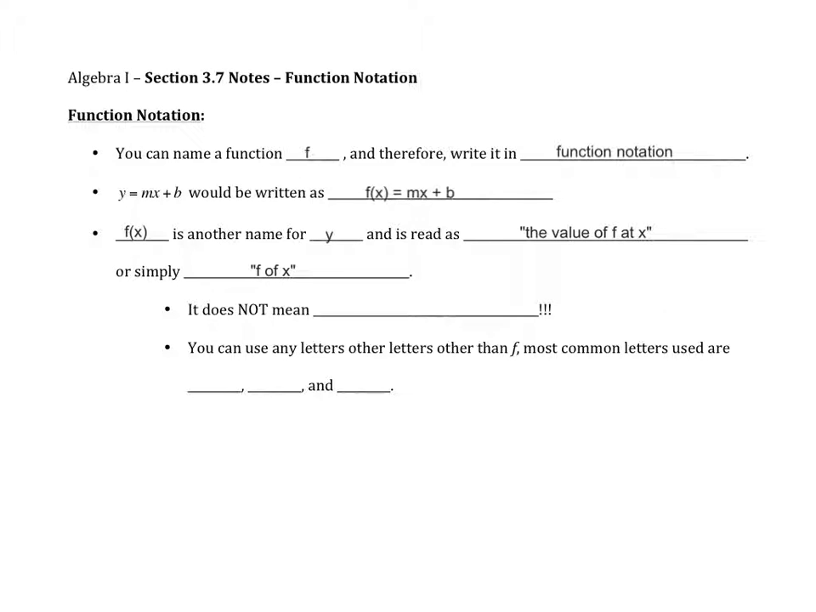This does not mean f times x. A lot of kids look at that f parentheses x and think it means f times x, but again, it's read as f of x, and that just means that x is the variable that is being used in the equation. You can use any letters other than f. Most common letters used are g, h, and p. So again, those are just names that you can use to call functions.